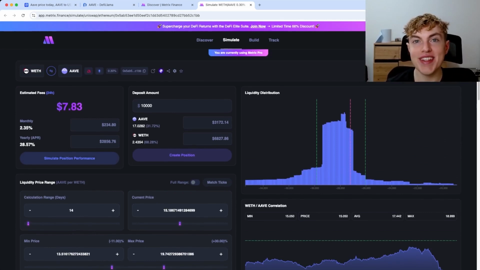Remember, there are risks to this DeFi investing, such as divergence loss. Make sure you do your own due diligence and research. I'm not telling you what you should or shouldn't do with your money. I'm not a financial advisor. I'm just telling you my opinion on these cryptocurrencies.